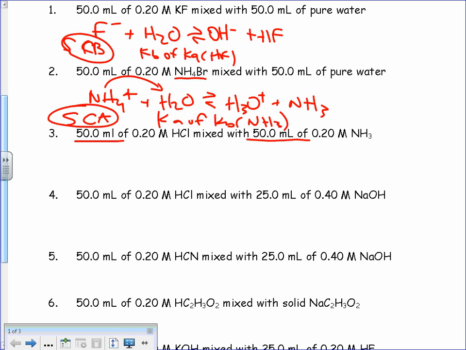How many millimoles each? 50 times 0.2. What's 20% of 50? 10. So 10 millimoles, 10 millimoles. Guess what, guys? They're both going to react and run out at exactly the same time, right? What do they make when that happens, though? What salt? They're going to make ammonium chloride, right? A salt. Spell salt. Okay, so this is an acid plus base makes that salt. And that salt is just hanging out with water, right? So what kind of problem is this?